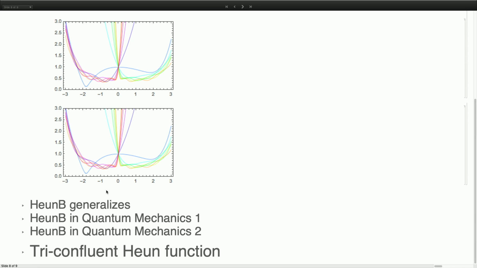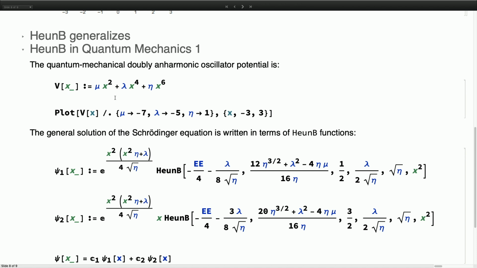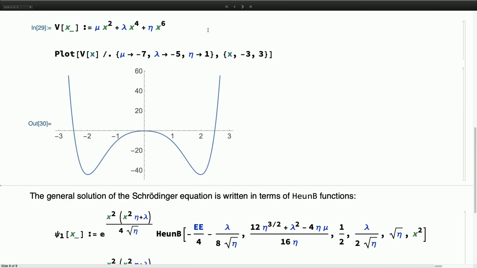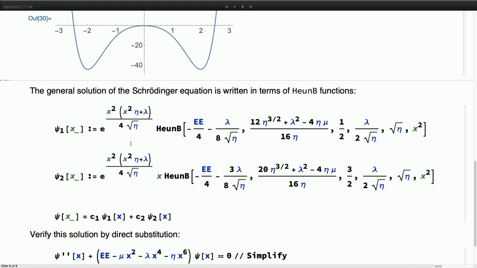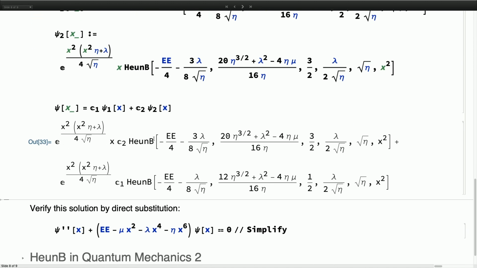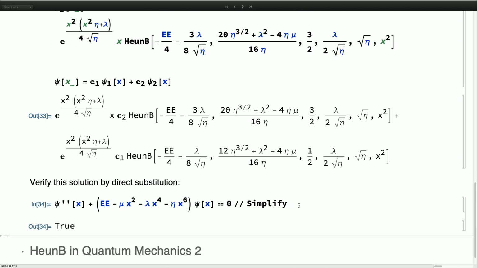So HeunB is rather useful in quantum mechanics already at the moment because there are a lot of articles on this. How can we solve different quantum mechanical problems in terms of the HeunB function? So for example, if we take a doubly anharmonic oscillator potential like this, let's plot it. So this is a potential like this. We are able to construct a rather simple solution in terms of HeunB functions. Here it is. And we are able to verify that it's really solving the Schrödinger equation symbolically.